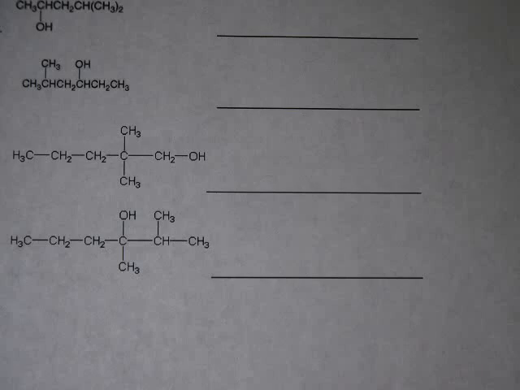Okay, let's begin. We're going to name alcohols. We've already named alkanes and alkenes, so we've gotten familiar with some of the strategies for naming compounds. Now let's apply those to alcohols. The only real difference will be in the ending of the name. Alcohols don't end in -ane or -ene, they end in -ol, O-L. So let's have a look at this first example.